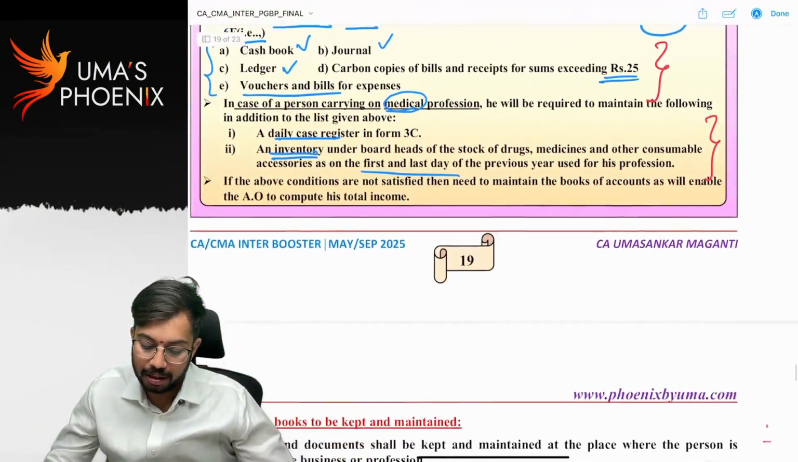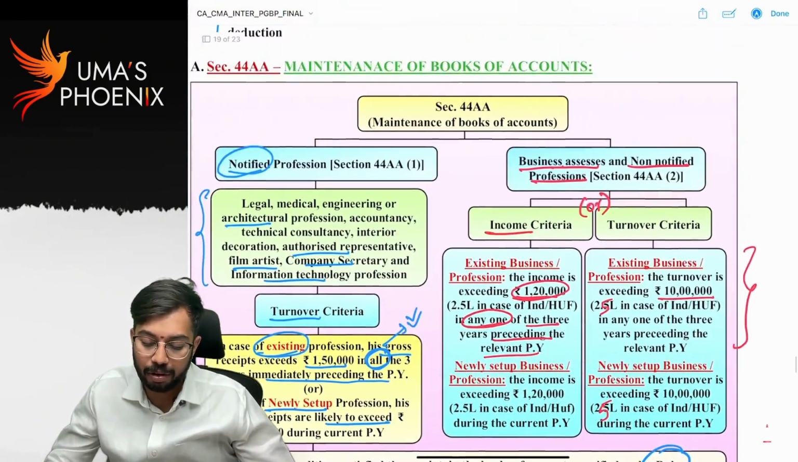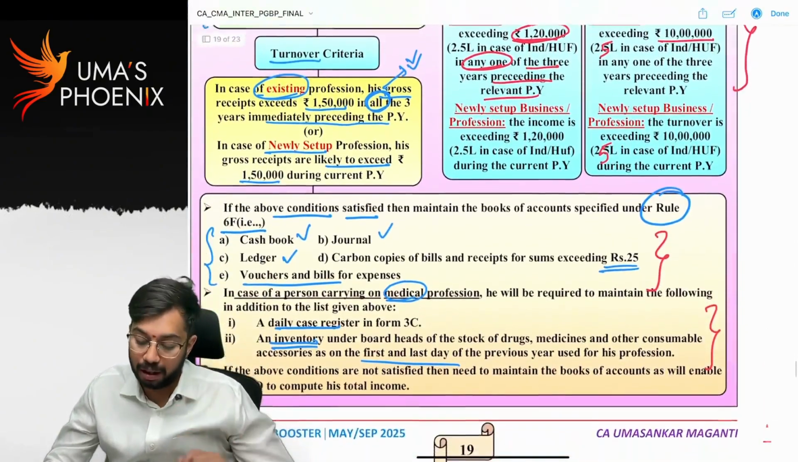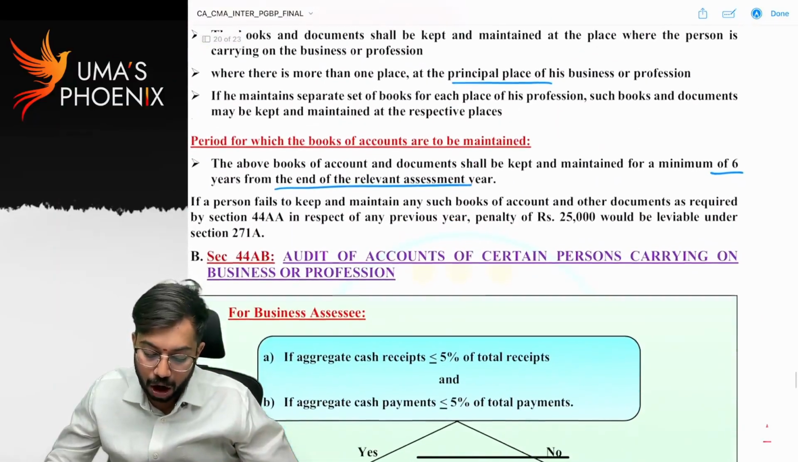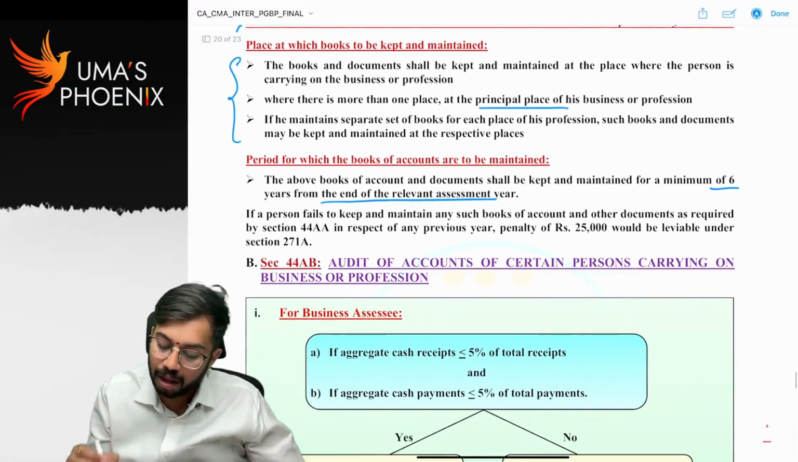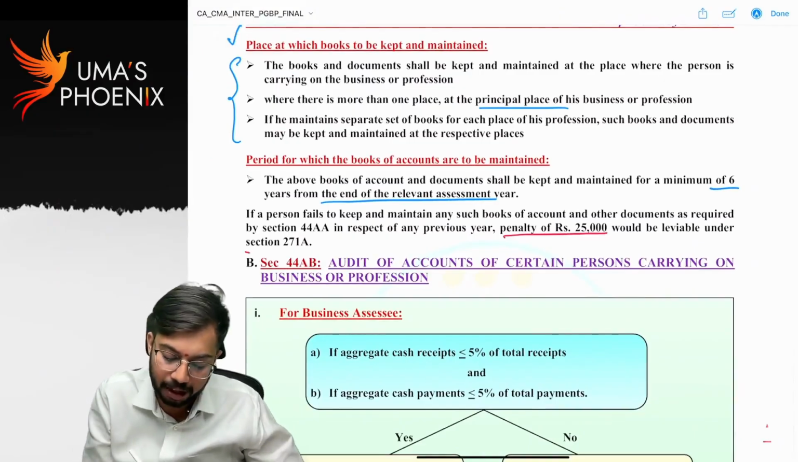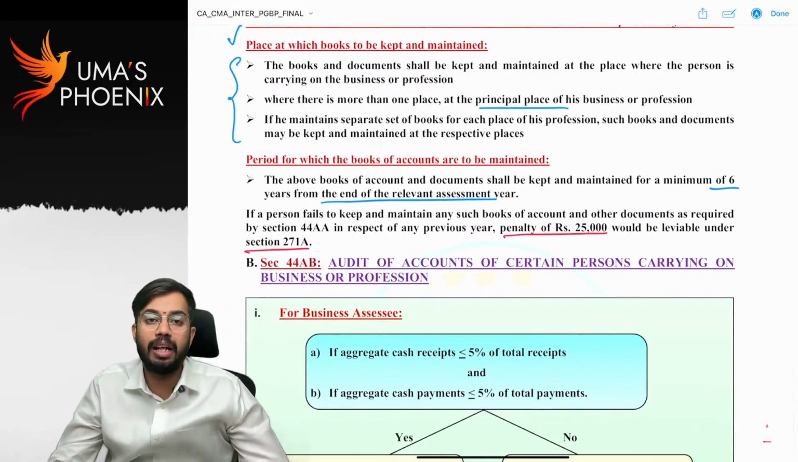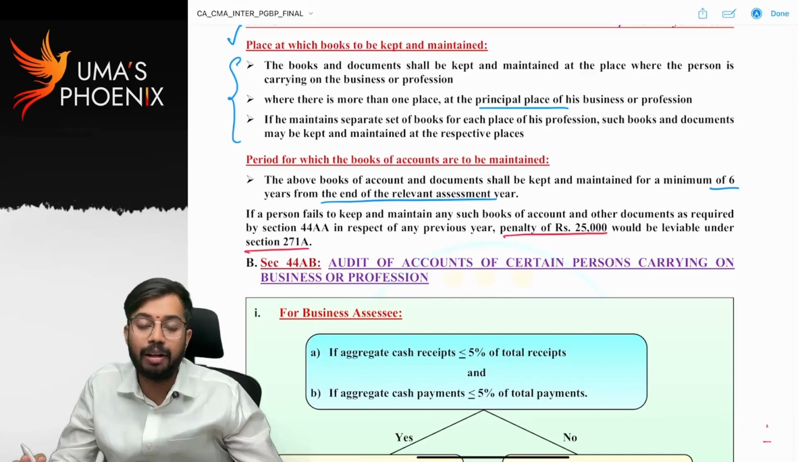So this is the discussion about 44AA. One more thing: if books of accounts are not maintained, then a penalty of 25,000 will be levied under section 271A. So the default for non-maintenance of books of accounts is a penalty of 25,000 rupees.